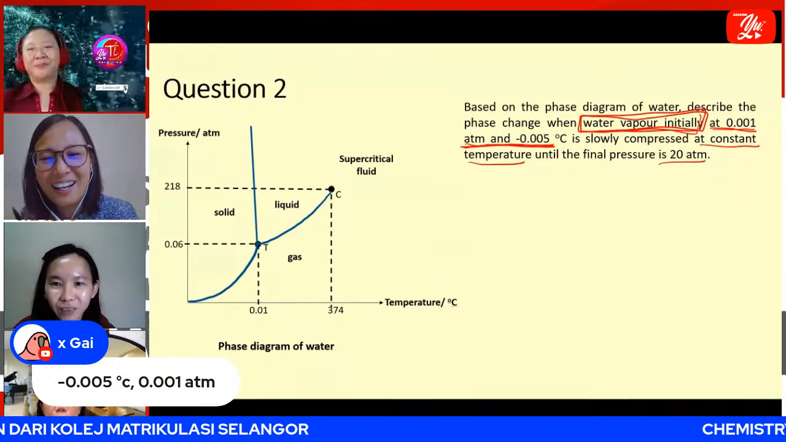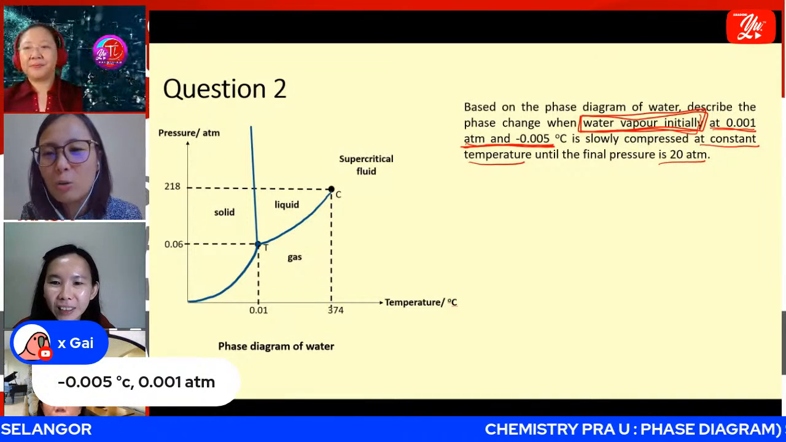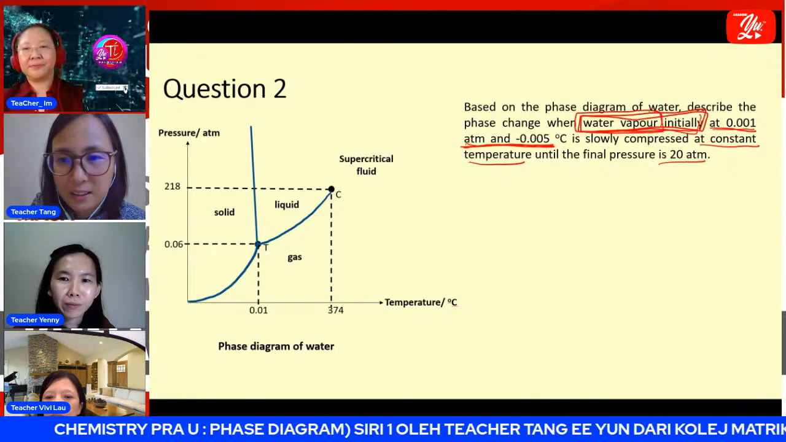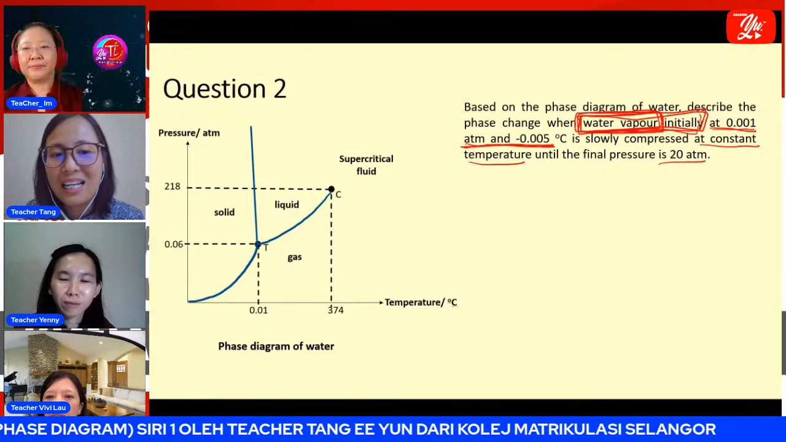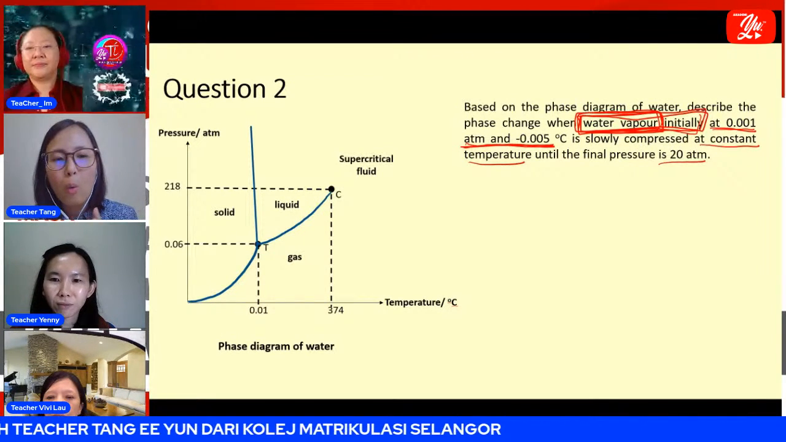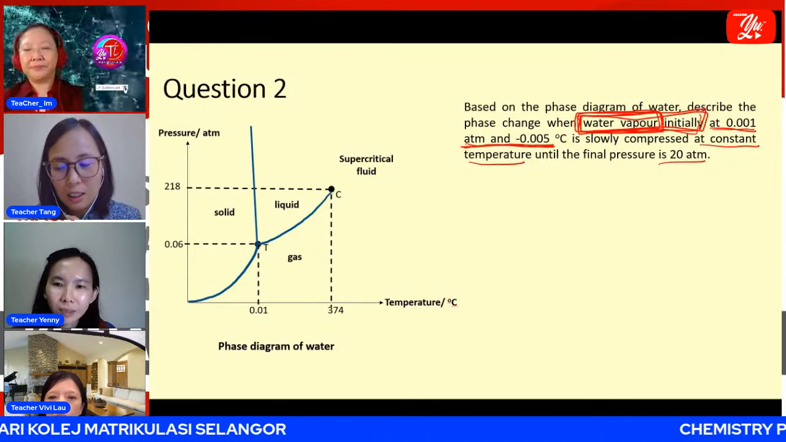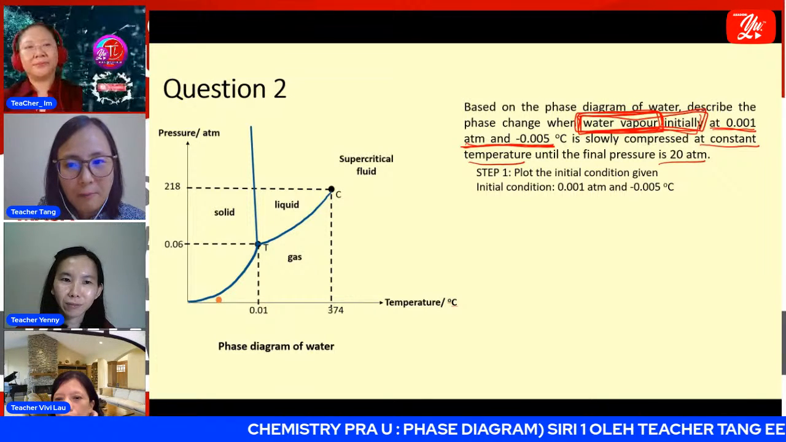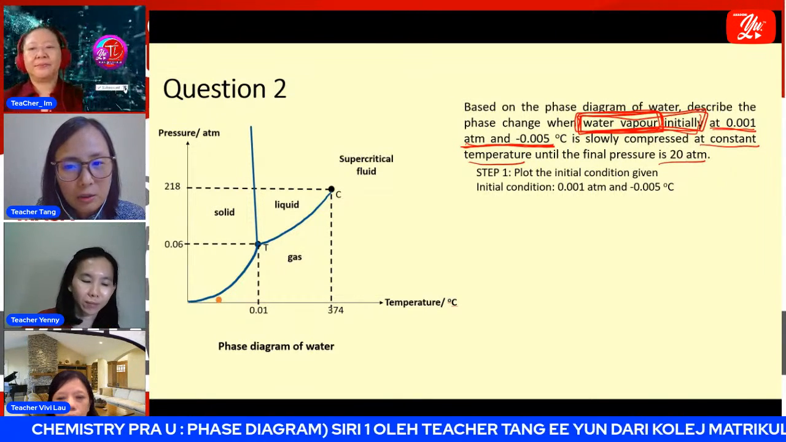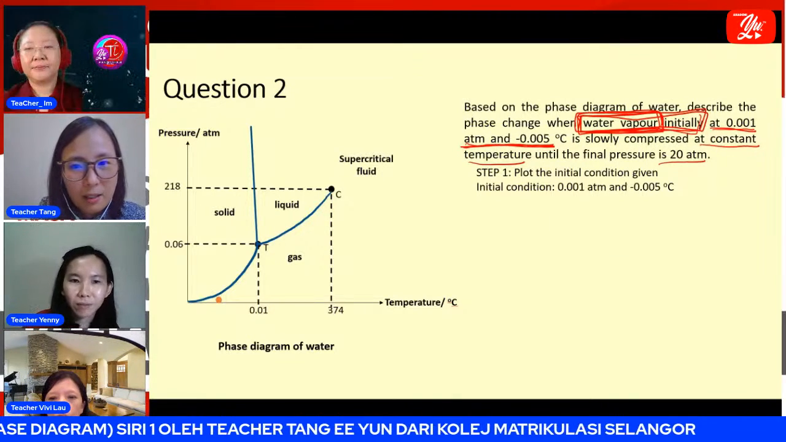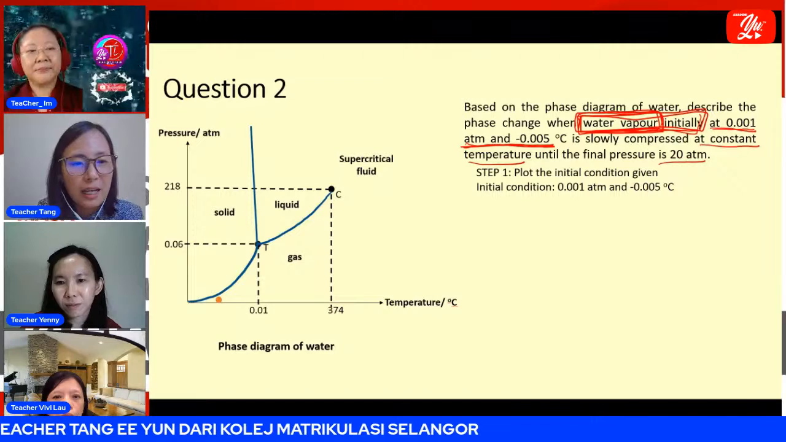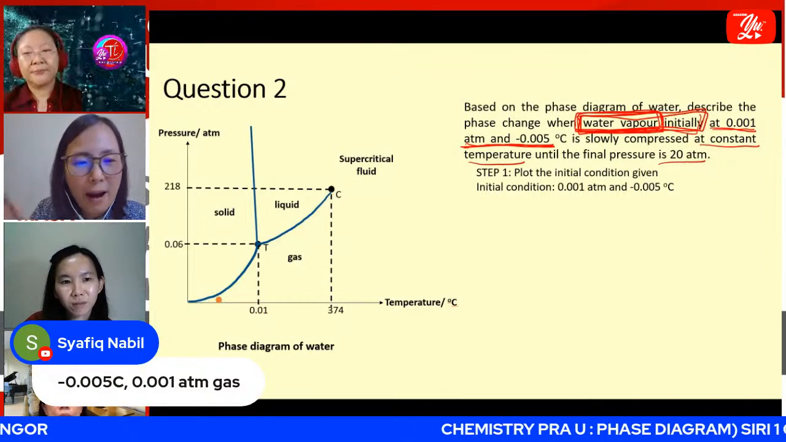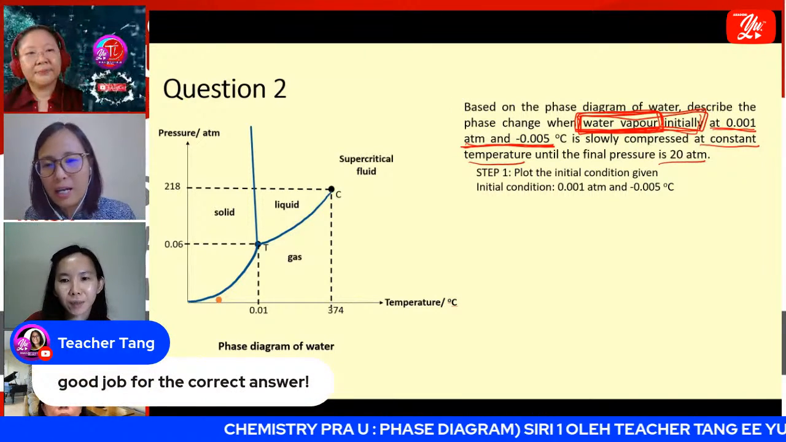The first one to give the answer. Very good. And the question is also telling you that the initial condition is in the vapor phase, meaning the gaseous state. So where should your initial condition be in the phase diagram? It should be somewhere here. So 0.001 atm, negative 0.005 degrees Celsius, and it must be in the gaseous state because the question tells you that initially it is water vapor in the gaseous state. So that is step number 1.